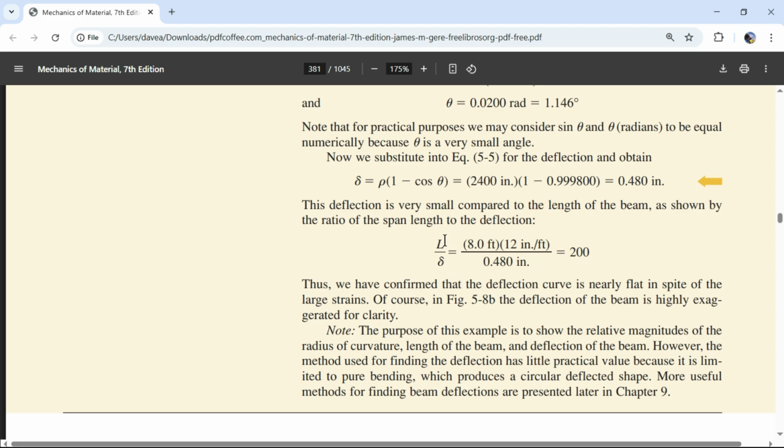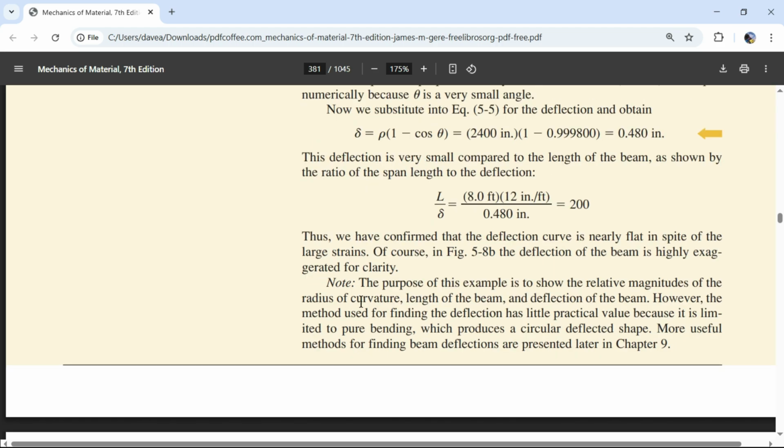Okay, so now what is this? Length divided by the deflection. What are we trying to find? This deflection is very small compared to the length of the beam. Yeah, so length divided by deflection. Maybe this is just a number that we attribute. So as shown by the ratio of the span length to the deflection, 96 divided by about 0.5, that's going to be about 200. Cool.